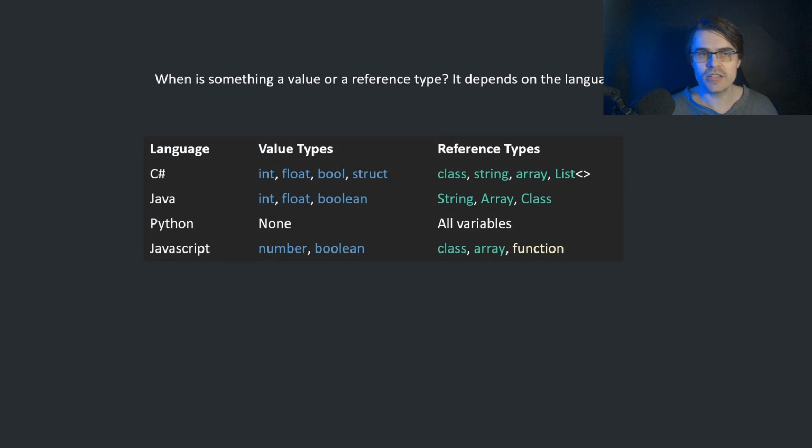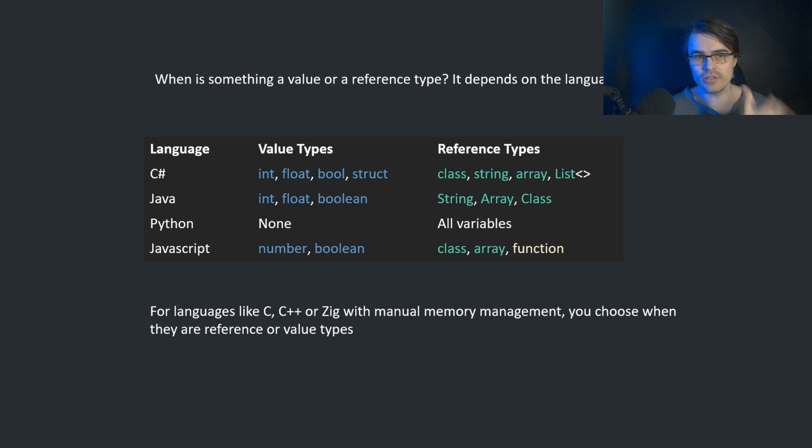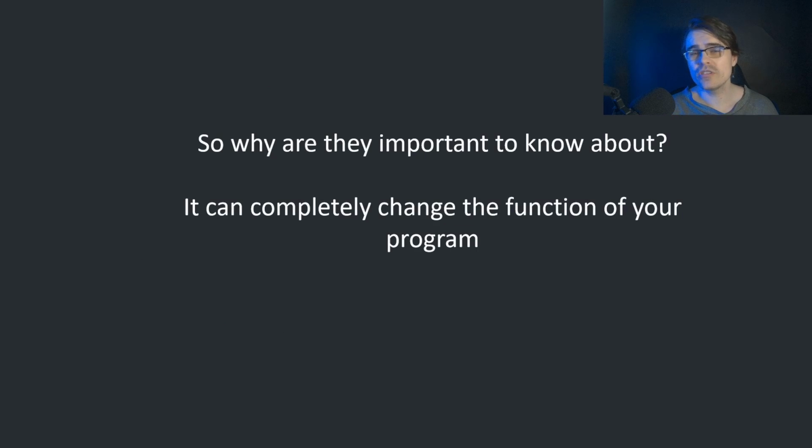So here's a list of some high-level languages. In C#, int, float, bool, and struct are value types. Class, string, array, and list are reference types. Java is very similar, except there are no structs. In Python, everything is a reference type. It works a bit differently, though. It's not as simple as that. And then JavaScript has number and boolean as value types, and class, array, and function as reference types. For languages like C, C++, or Zig, with manual memory management, you choose when they are reference or value types.